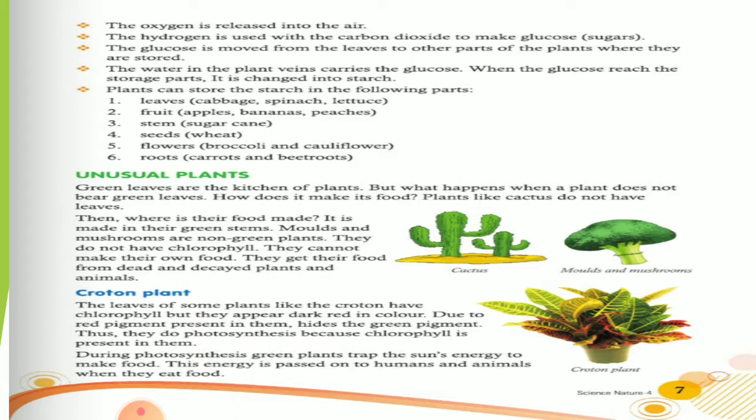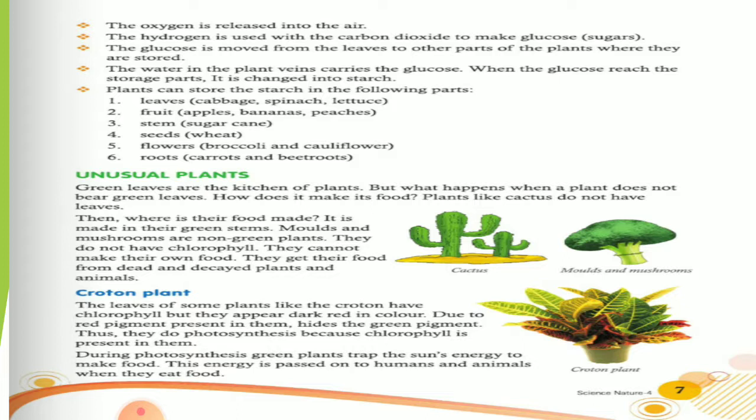The leaves of some plants like the croton have chlorophyll but they appear dark red in color, as the red pigment present in them hides the green pigment. Thus they do photosynthesis because chlorophyll is present in them. So croton plants can perform photosynthesis, but the leaves look red as some red pigments are also there, and these red pigments hide the green pigment, that is chlorophyll.